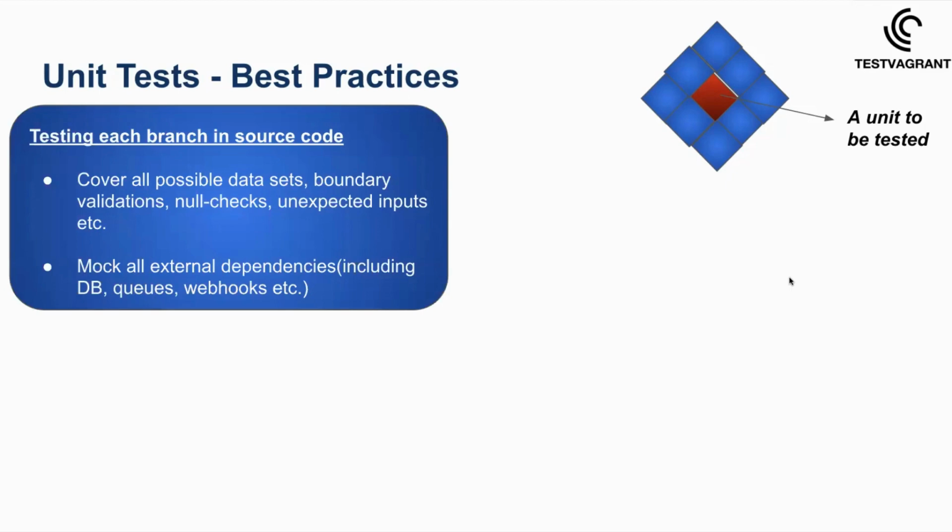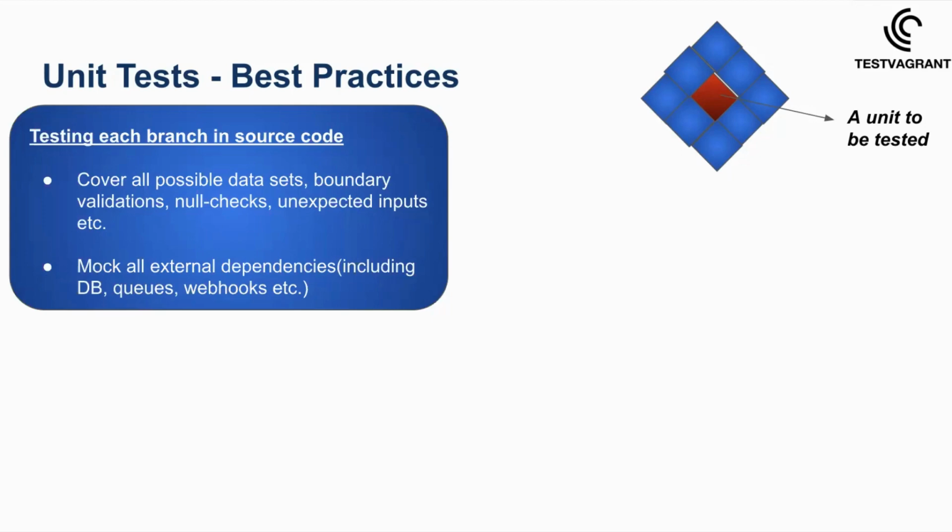For unit test best practices, start testing each branch in your source code. That means you cover all the possible test data sets and your boundary validations. We've read about boundary value analysis and equivalence classes, and those testing concepts can be used at the unit layer. You can test for all possible null checks and inputs, and probably all other exceptions as well, which your code can generate. The idea here is to find out whether my application is not failing when it is not supposed to, or whenever it is failing, the failures are handled gracefully.